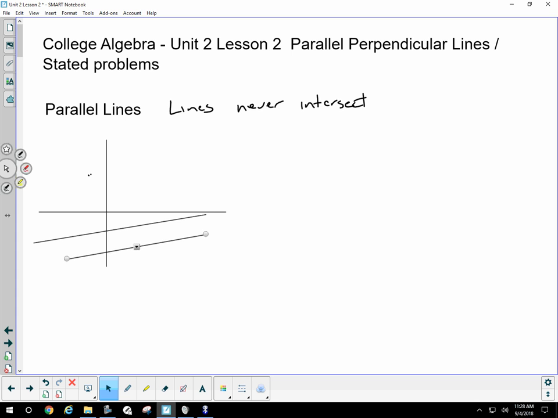Can anybody inform me, Mr. Barbo, what is the key relationship between parallel lines? What about the slope? Yes. Slopes are the same.